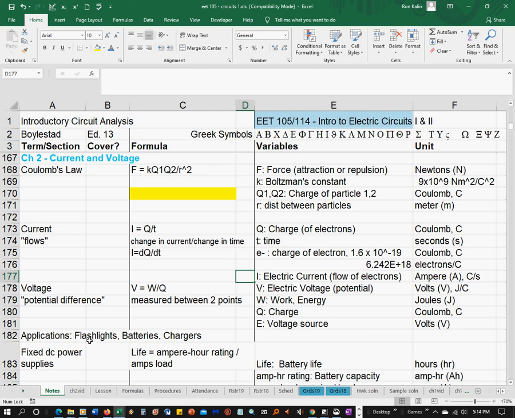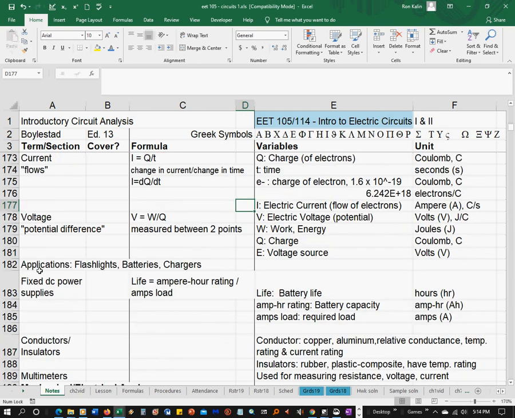Applications of these things would be, for example, flashlights, batteries, or chargers, any kind of charger. Fixed DC power supplies. The life equals the ampere hour rating divided by the load in amps. So life being the battery life in hours. Ampere hour rating would be the battery capacity in amp hours, or AH. And the amps load is the required load in amps, A, capital A.